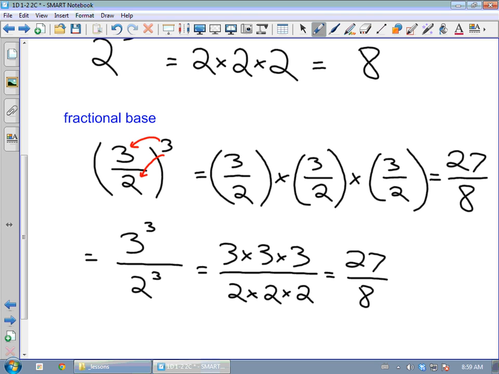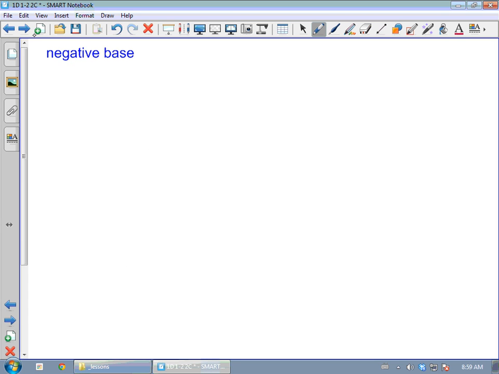So those are fractional bases. All right. The trickiest bases to work with are when your bases are a negative number. So what I mean by negative numbers, you might see something like this. Negative 3 to the power of 3. Okay. So what is our base here?